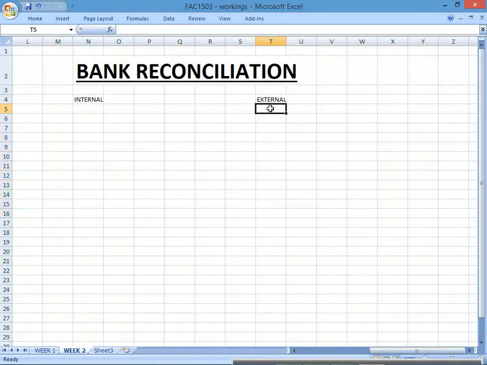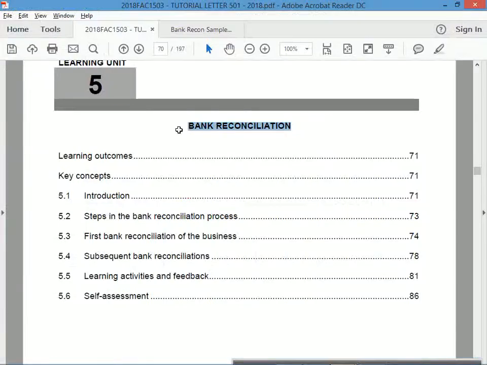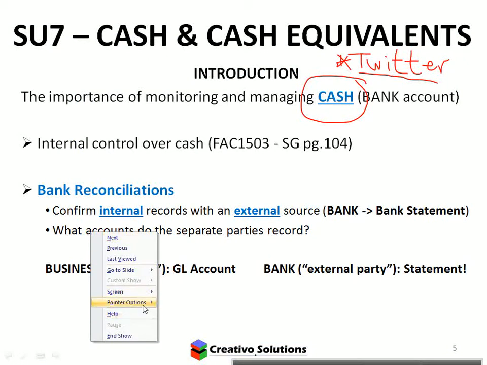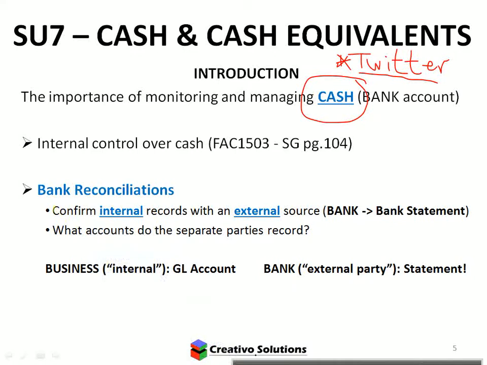What do you have as external? The bank statements. And internal, you've got journals, the general ledger T account, and bank accounts. So two journals and one T account, and then the bank statement. If I'm looking at the bank reconciliation, that's what you're doing: confirming and checking that what you have in your books is what the bank has in their books.